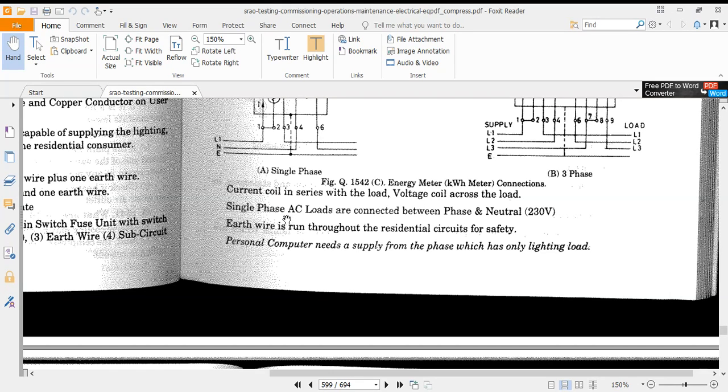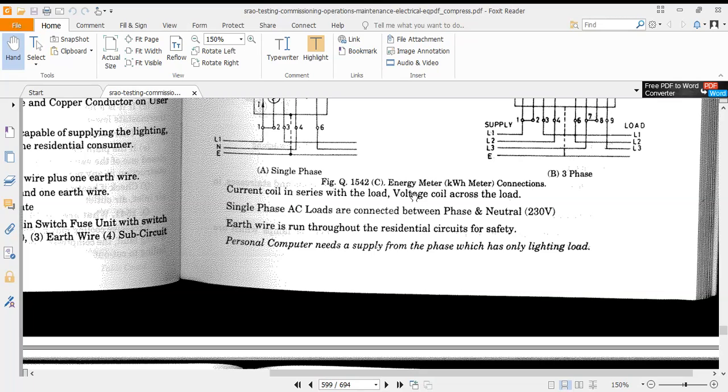These are the general terms. Current coil is, you know it. What is an energy meter? You know that the current coil is in series with the load and the voltage coil is across the load. Because there are two coils, current coil and voltage coil, it is able to measure the power. V and I. V into I is the power.